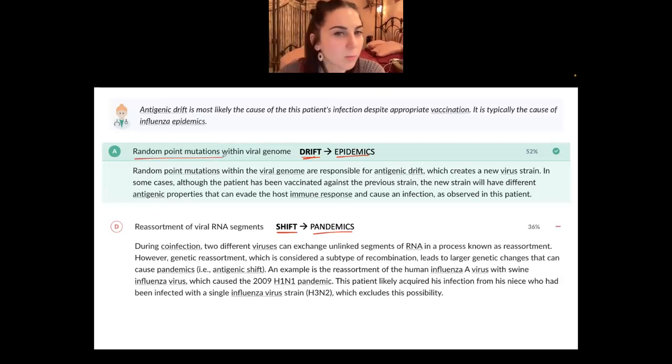Drift is always those little point mutations within the genome. They try to guess the best that they can, but it can still point mutate away from it. So that's drift. I always think of drift like the antigenic surface is drifting away, but it's not anything major. Whereas with a shift, you're like, whoa, that's a major new virus. It's not good. Okay.